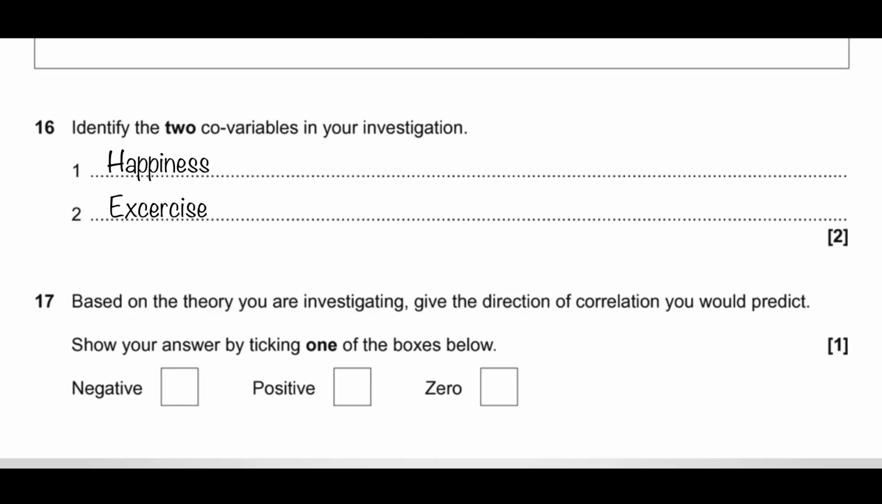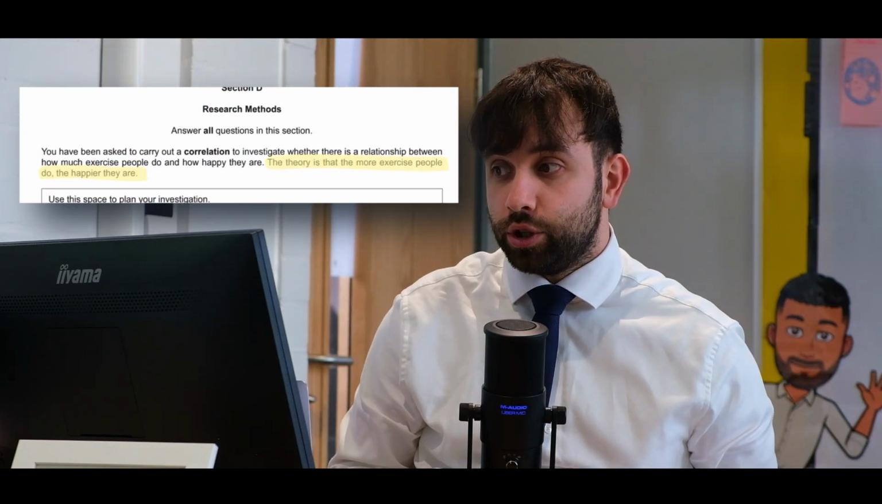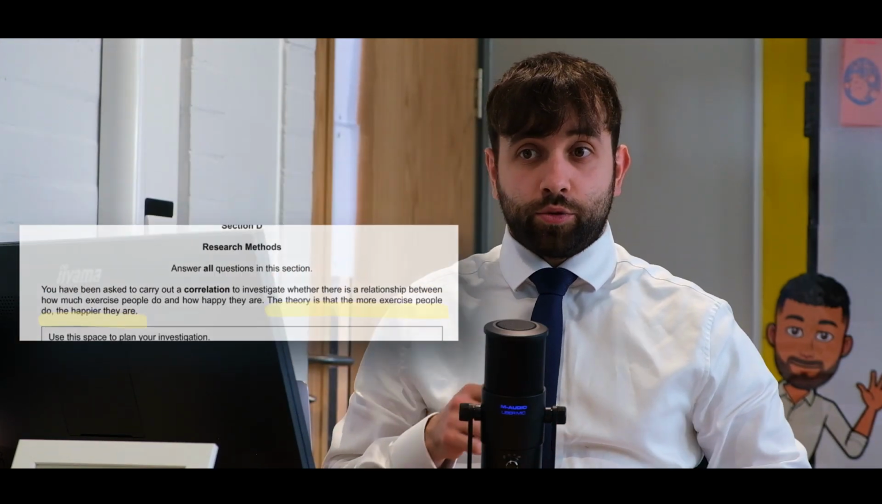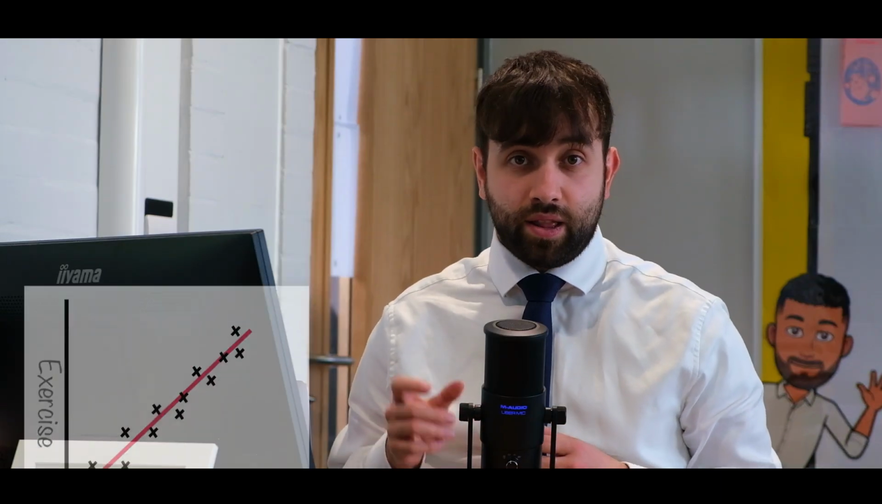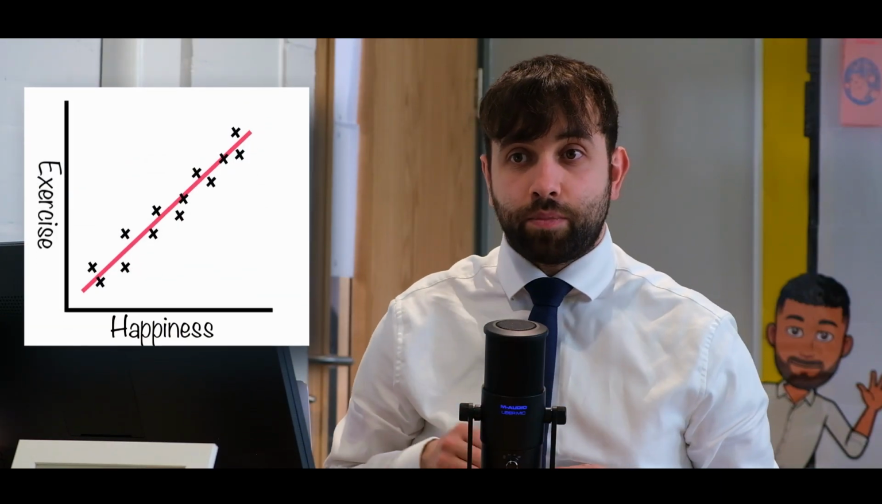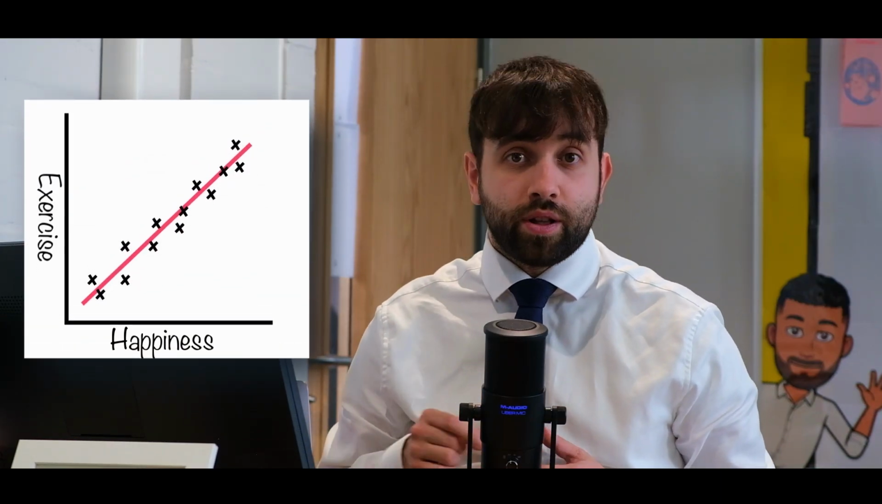Based on the theory you're investigating, give the direction of correlation you would predict. This would create what we call a positive correlation. The more exercise people do, the happier they are. So if I was to put that into a very basic graph here, this is what it would look like. You can see that it's a positive correlation. As one goes up, the other goes up as well.